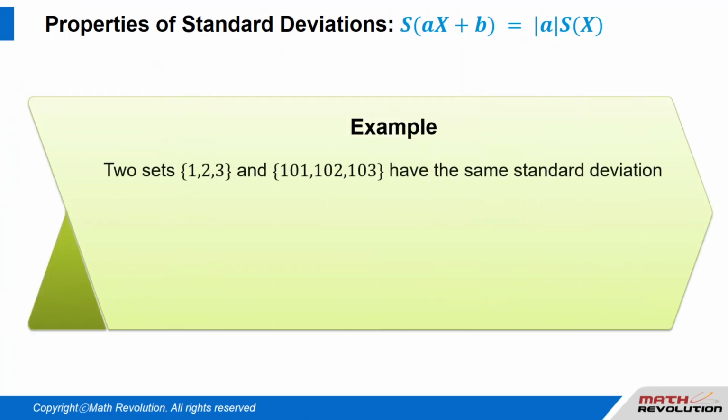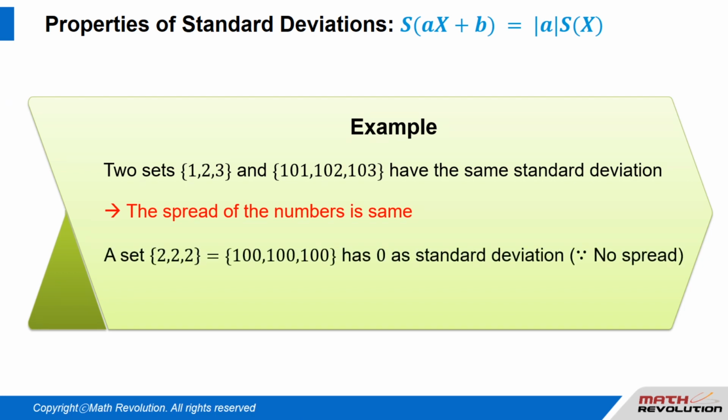Other examples. Two sets, 1, 2, 3 and 101, 102, 103, will have the same standard deviation as the spread of numbers is the same. The only difference is addition. A set 2, 2, 2, or 100, 100, 100, will have 0 as SD, because there is no spread and logically there's no dispersion here, they're all the same number. No dispersion means no deviation.